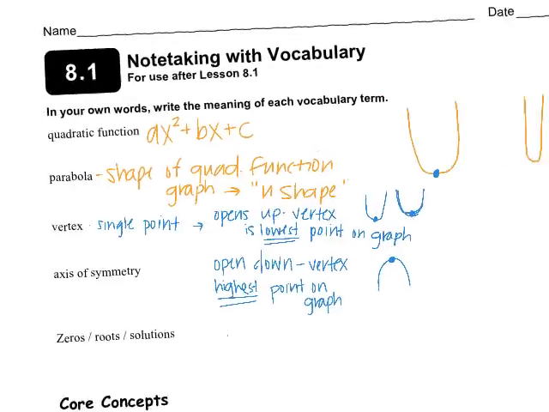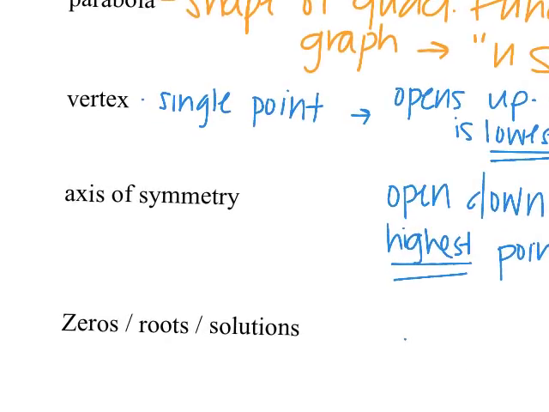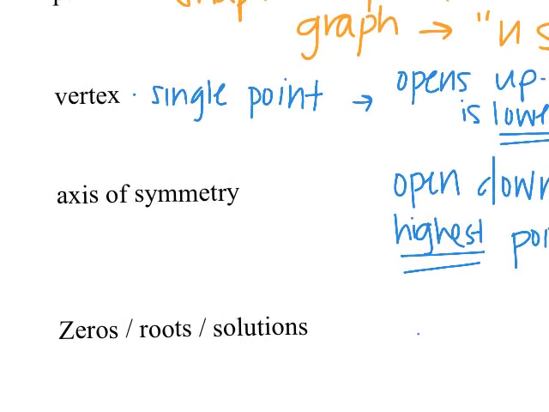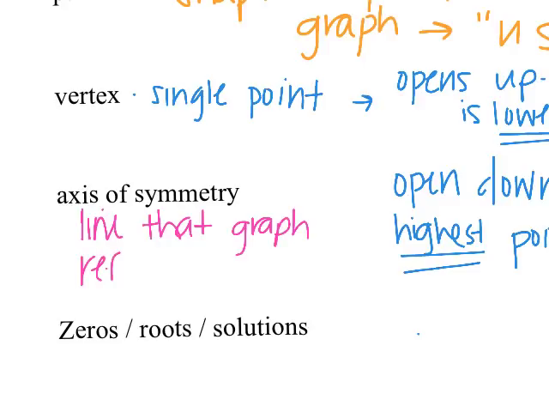All right. Axis of symmetry. All right, so this is kind of a fun one. All right, so the axis of symmetry is just going to be a line. So it is really just a line that the graph reflects over.